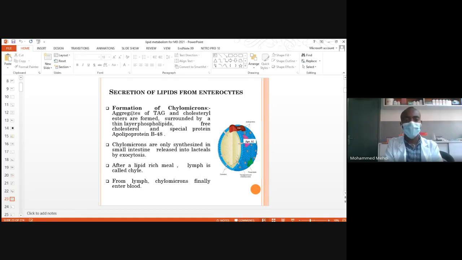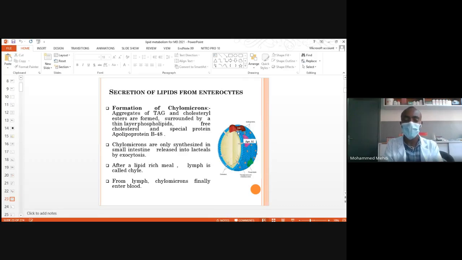Before secretion, there is formation of chylomicron. Chylomicron is formed by the addition of proteins. We said before, there is aggregation of those lipids, triacylglycerol and cholesterol ester. They will be found in the center because they are non-polar, like cargo, in the center of the chylomicron. Polar or amphipathic molecules will be found on the outer surface.